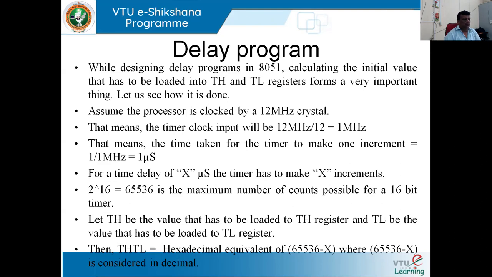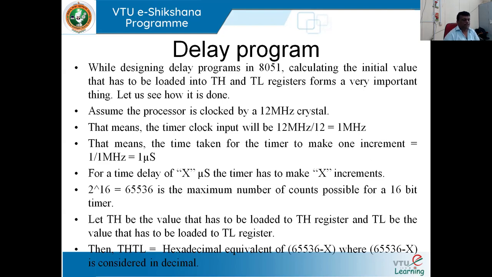So for a time delay of x microseconds, for example, if someone asks you to induce a time delay of x microseconds, the timer has to make x increments. The total maximum number of counts possible in a microcontroller for a 16-bit timer is calculated by 2 to the power of 16, which gives us 65,536. So 65,536 is the maximum number of counts that are possible.